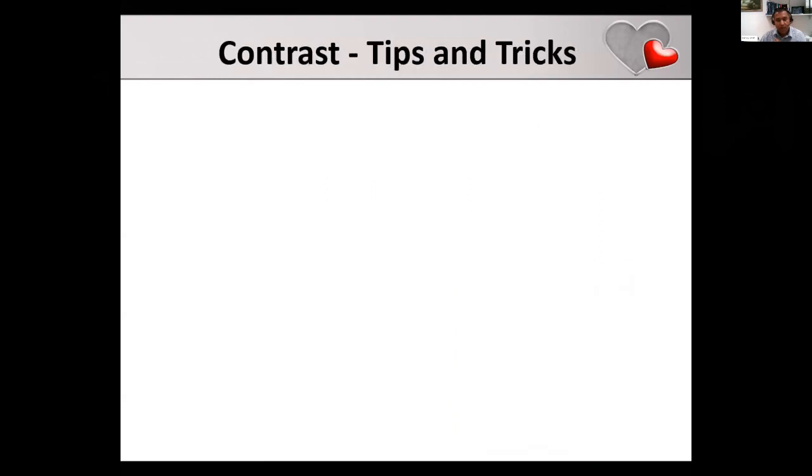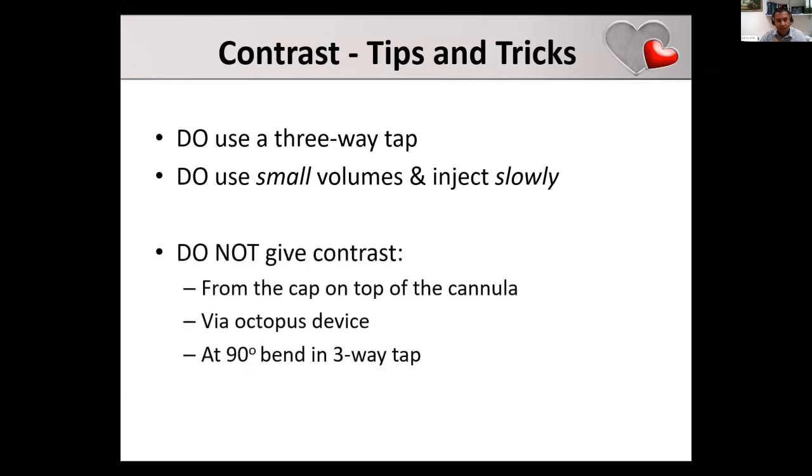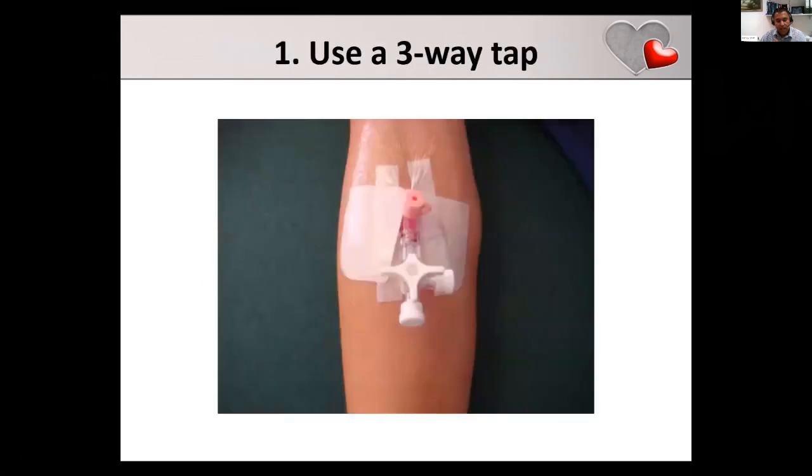So just a few tips and tricks, I would say. We always use a 3-way tap, small volumes, slow injection. This is not a rapid injection. It's a slow injection. We typically say, I'll give you the pictures to show this. So Renette very kindly lent me her arm about a decade ago when we were working together, and this is her arm that she allowed me to cannulate for these educational purposes.